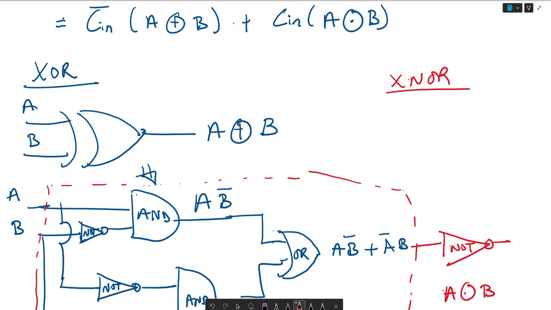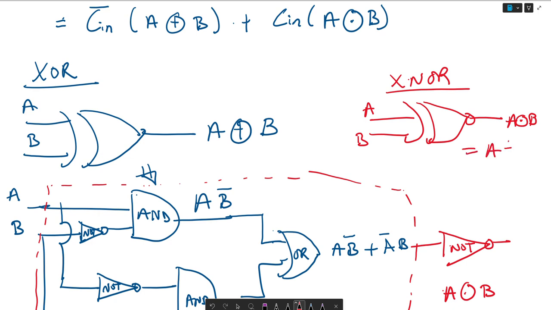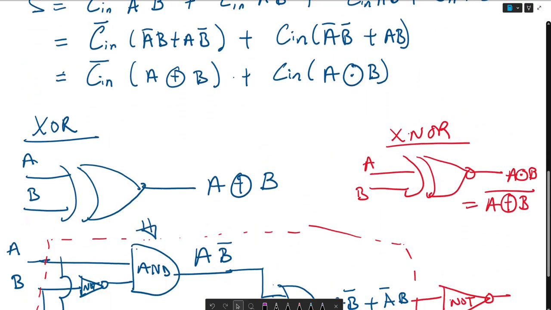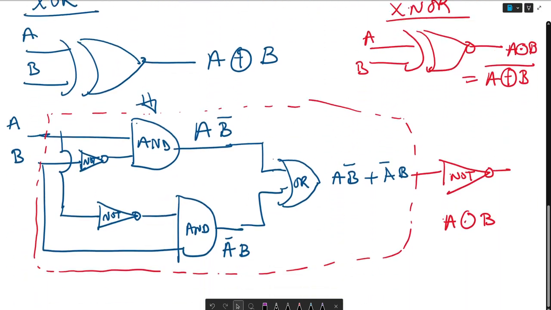XNOR gate is basically an XOR gate that is inverted. And the symbol looks like this. A, B, and this is A XNOR B, or another way to write this is A XOR B and then inverted or NOTed. So I hope this makes sense in terms of what an XOR is and an XNOR.